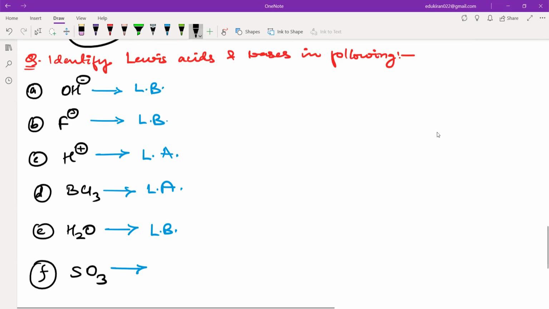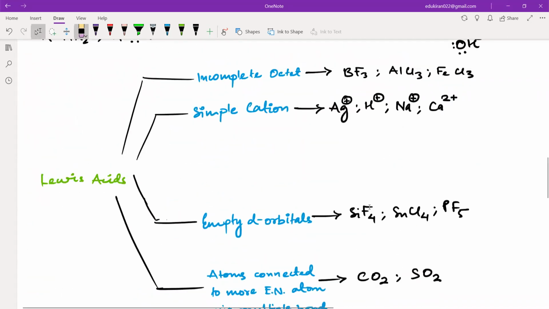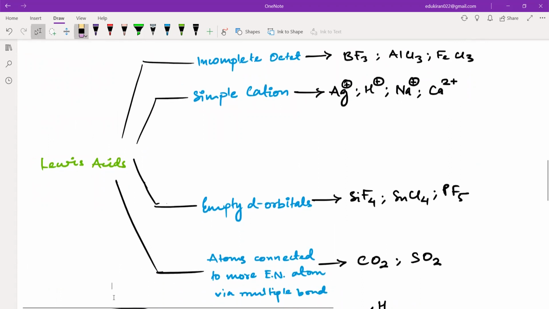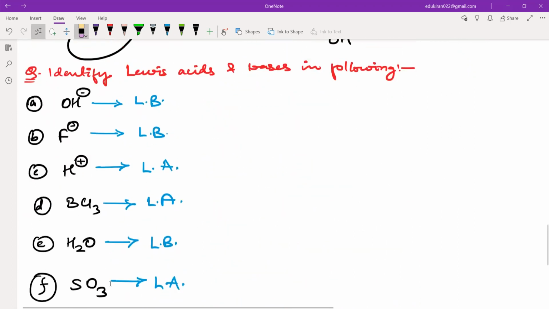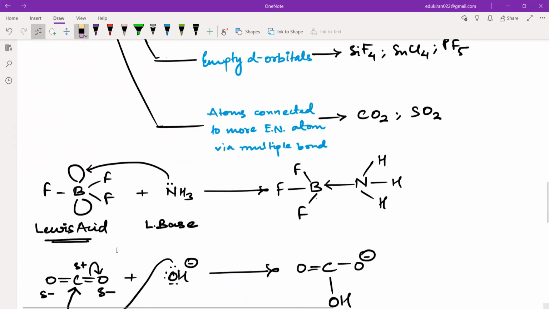So you are saying Lewis acid. Why? What criteria does it fit? It accepts electrons. No, the 4 criteria, so it can be placed in which of these classes? The fourth one, and also the third one, empty d orbital.